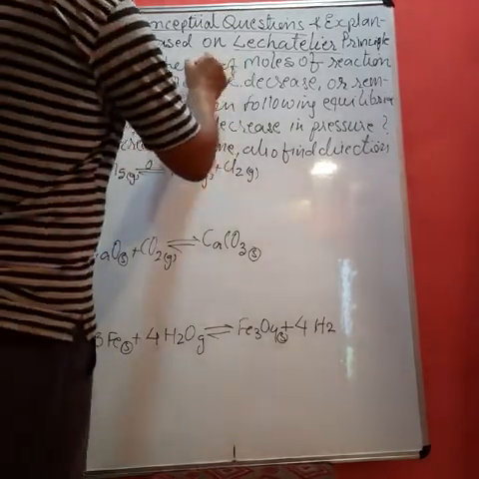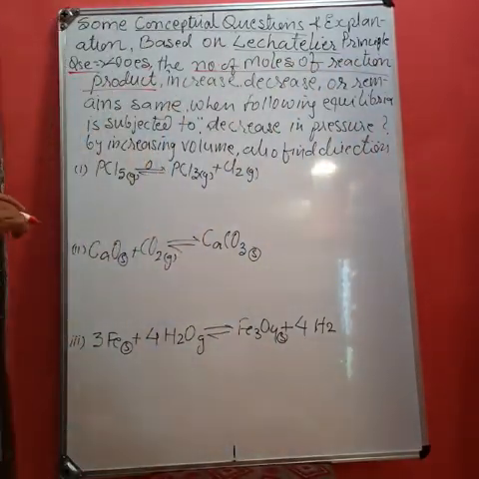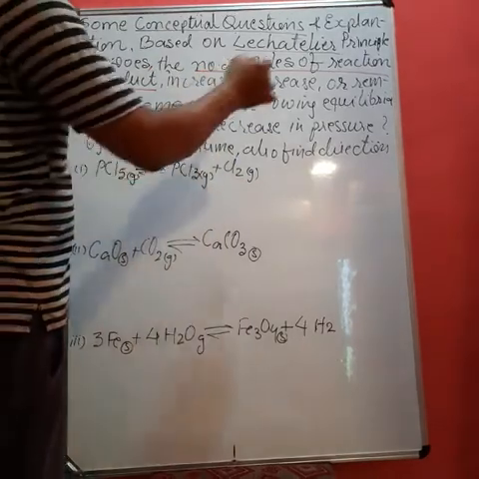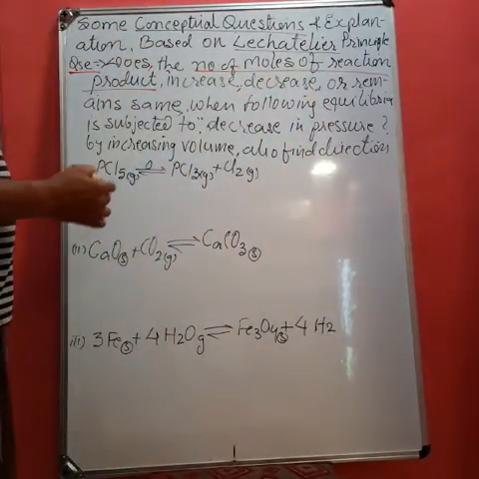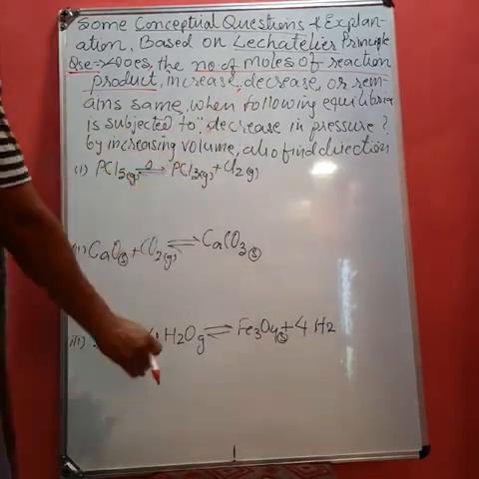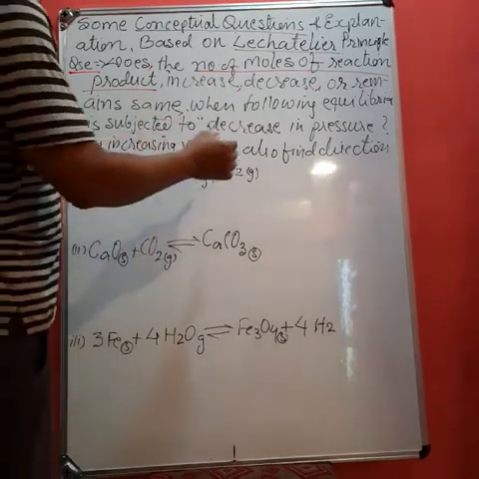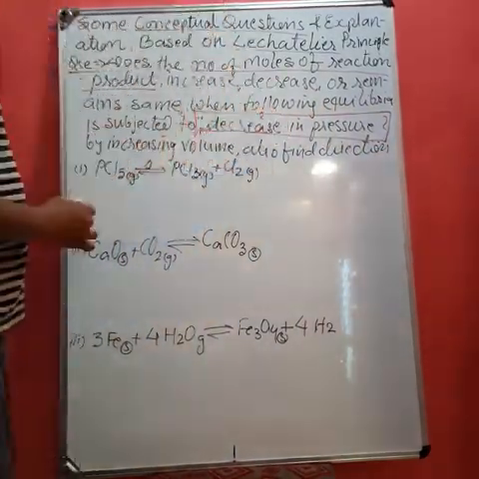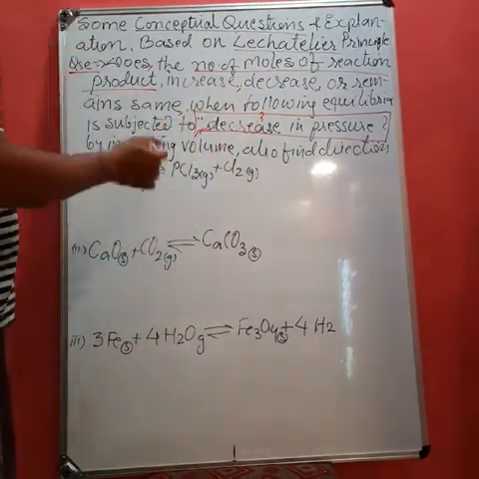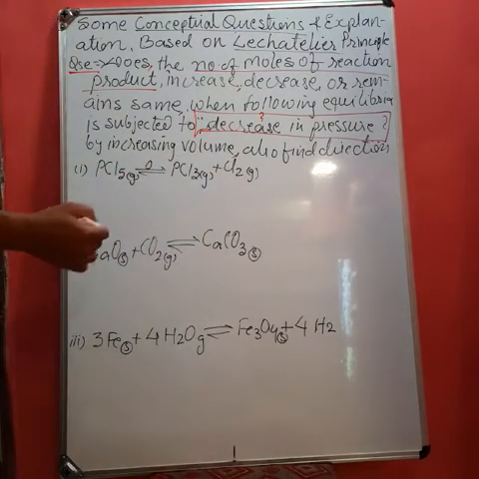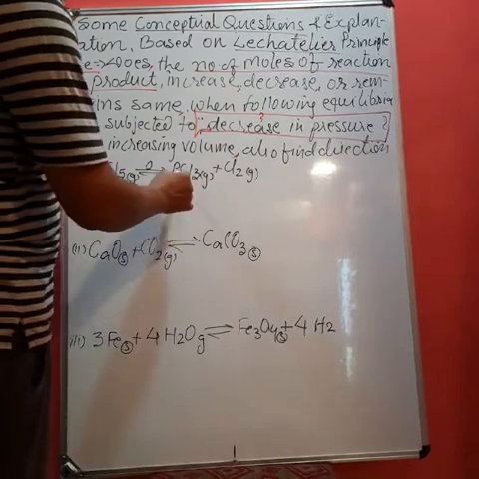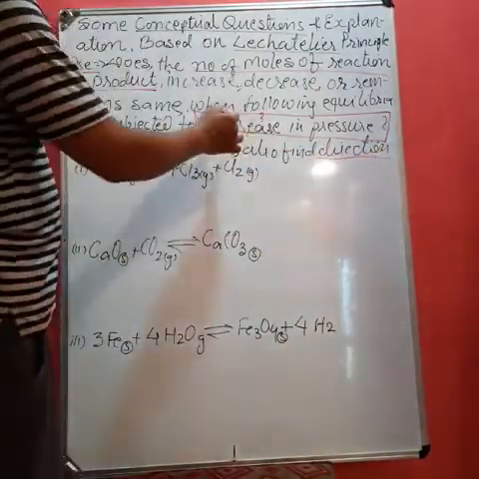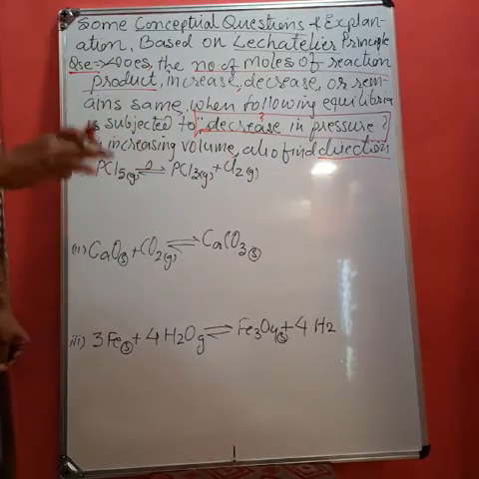Does the number of moles of reaction product, that is, these are the reactants and these are the products, increase, decrease or remain the same when the following equilibria, that is, these reactions called equilibrium reactions, are subjected to a decrease in pressure? So in the question we have to concentrate on this part: if we decrease the pressure by increasing the volume, what change will occur in the reaction product. Along with that, we have to follow the direction of reaction when the pressure is decreased. So this is the meaning of the question.